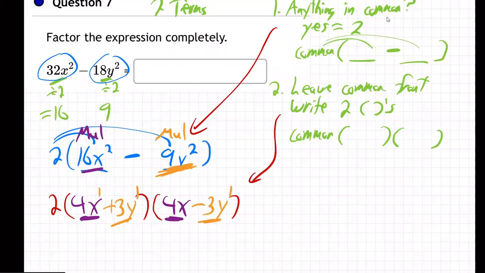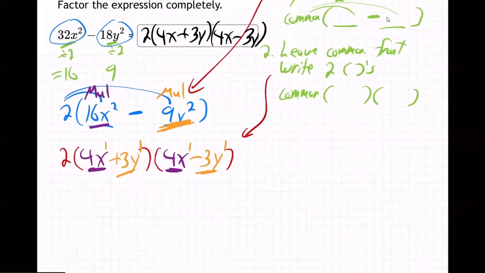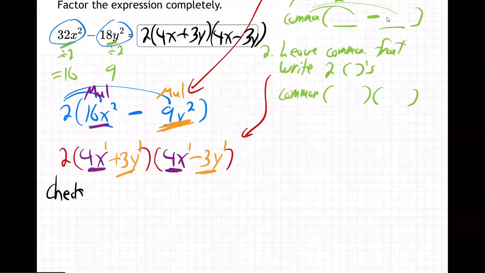Same thing on the x's. They have invisible 1 powers to be x squared. And we're done. That's it. That's the answer. 2 in the front, 4x plus 3y, 4x minus 3y. We're done. Let me check it just to prove it's really true. You don't have to. It's not required.